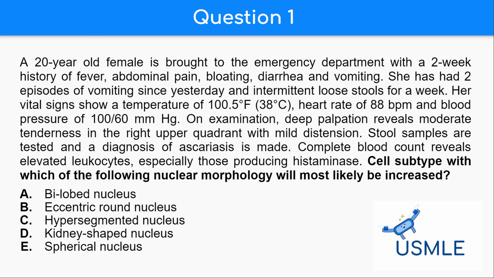On examination, the patient reveals moderate tenderness in the right upper quadrant with mild distension. Stool samples are tested, and a diagnosis of ascariasis is made. Complete blood count reveals elevated leukocytes, especially those producing histaminase. Cell subtype with which of the following nuclear morphology will most likely be increased? A. Bilobed nuclei, B. Eccentric round nucleus, C. Hypersegmented nucleus, D. Kidney-shaped nucleus, E. Spherical nucleus. We can see a fine-tuning between a clinical scenario and the basics in the question.